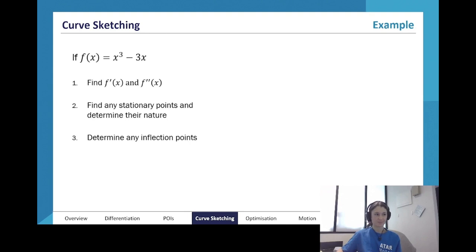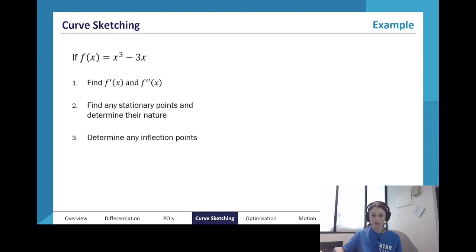Okay, so now we are going to get onto an example of curve sketching. So in this example here, we need to find the first derivative, the second derivative. We then need to find any stationary points and determine the nature of those stationary points. And then we need to determine any inflection points. So this is kind of like a culmination of all the content that we've been doing so far in the lecture.